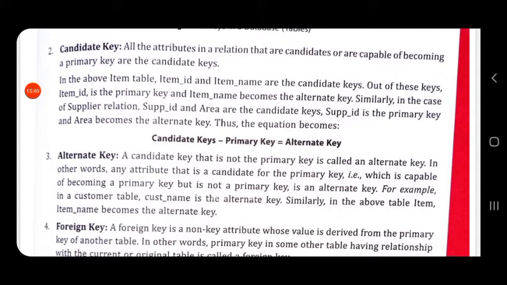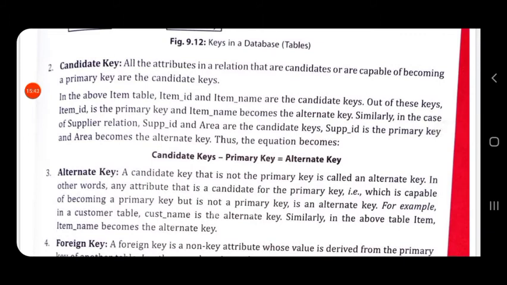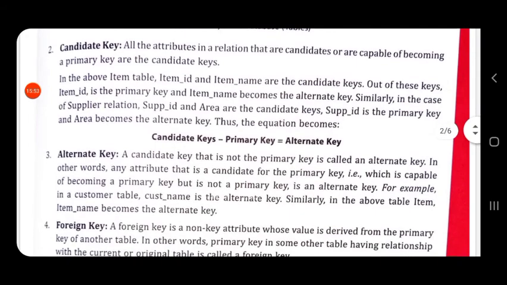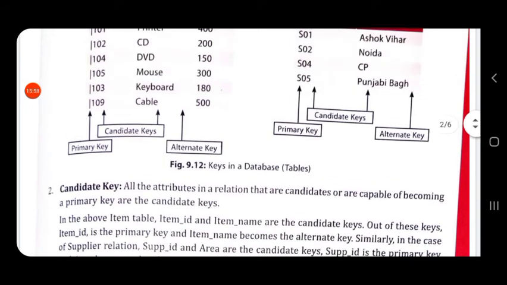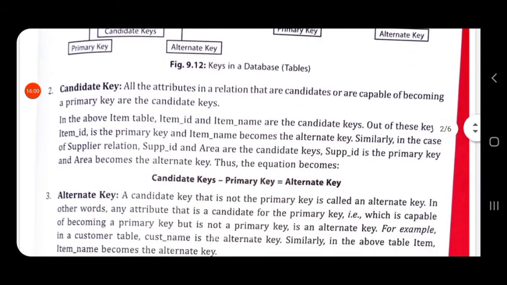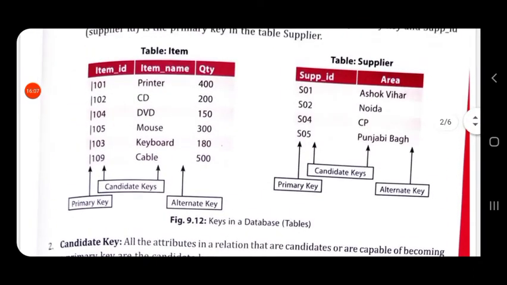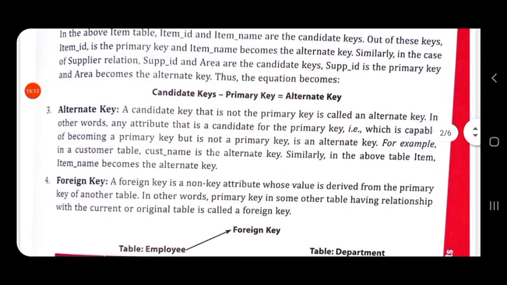So in the table, item ID and item name are the candidate keys, because out of these keys item ID is the primary key and item name becomes the alternate key. Similarly, in the supplier relation, supplier ID is the primary key and area becomes the alternate key, and both are candidate keys. So candidate key minus primary key is alternate key.